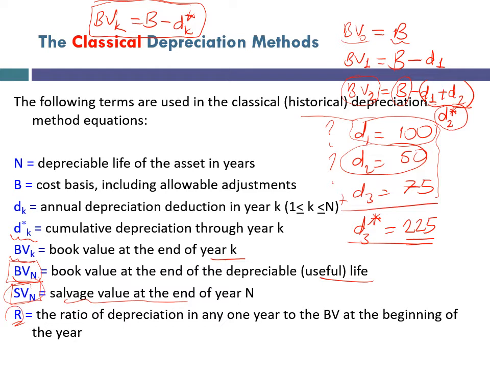If we assume that the book value at the beginning of this year, B1, is 100, and the depreciation amount is 20, then R is equal to 20 divided by 100. Okay, this ratio is denoted by R.